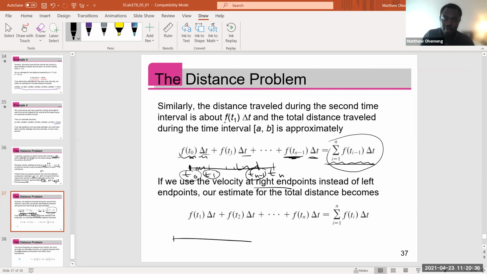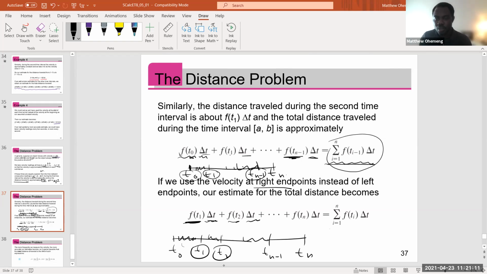So for that one, if you're using the right endpoints, you have t sub 0, t sub 1, t sub 2, and so on and so forth, up to t sub n minus 1, and then the last one is t sub n. If you are picking the right endpoints to give you your velocity within that time interval, then for the first interval, you're going to pick what? t1 to give your velocity times what? The width of the time interval, which is delta t. It's always delta t, right? So delta t. For the next one, you use t sub 2 to calculate the velocity for the second interval, and delta t, and so on and so forth.